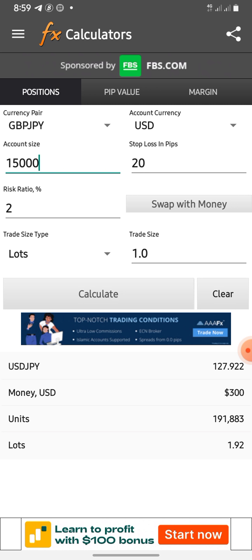Then I'm basically looking for the reward. I'm looking for 1 to 3 minimum. Once my 1 to 3 has been hit, I go to 1 to 6 minimum. That is how I trade, family. So as a trader, you really need to understand all this.